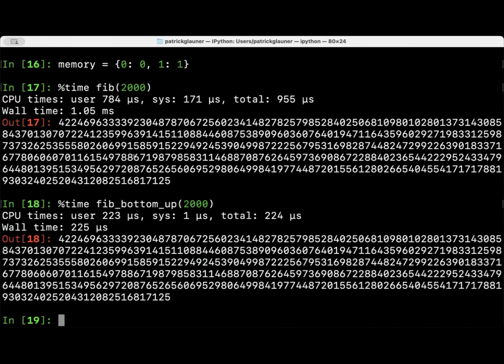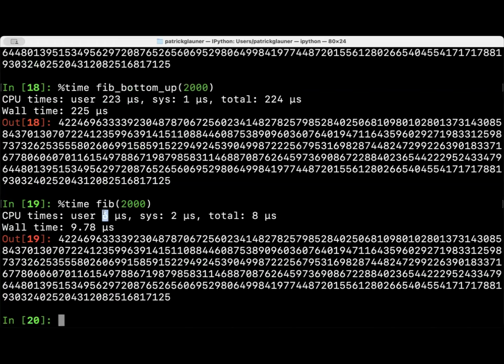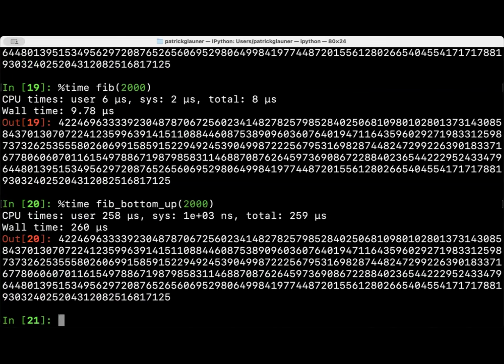But here, with the bottom-up approach, we don't have any recursion because we just have the loop. But we need to recompute. So if I call fib of 2000 again, we see it reads out super fast from the cache because there is no further recursion. But if I run it again with the bottom-up, it needs to recompute. So for the second time, the cache would benefit a lot, while for the bottom-up, I'm recomputing from scratch.